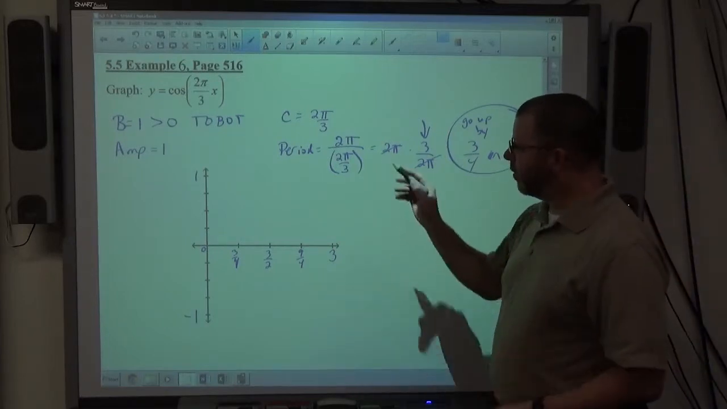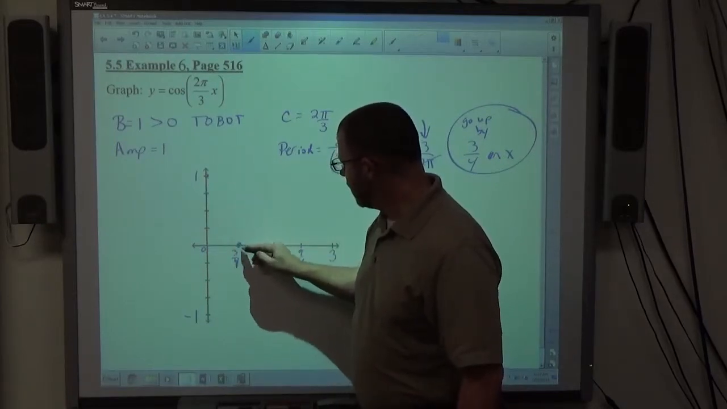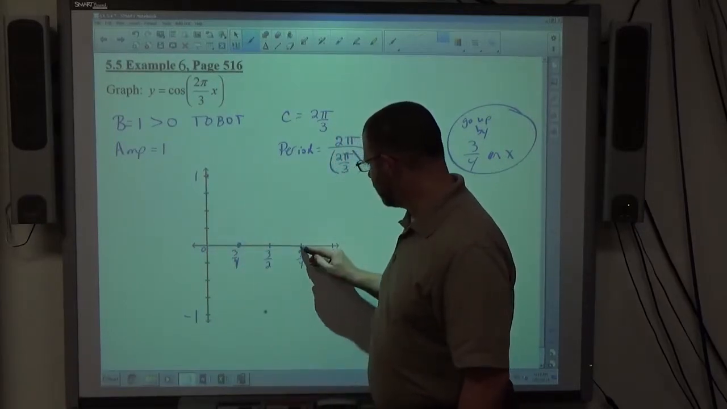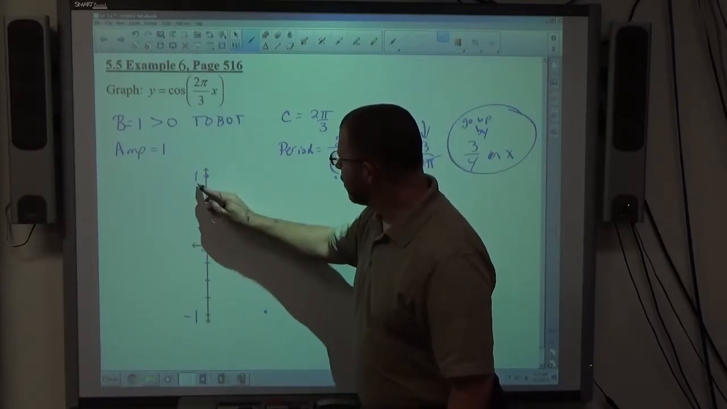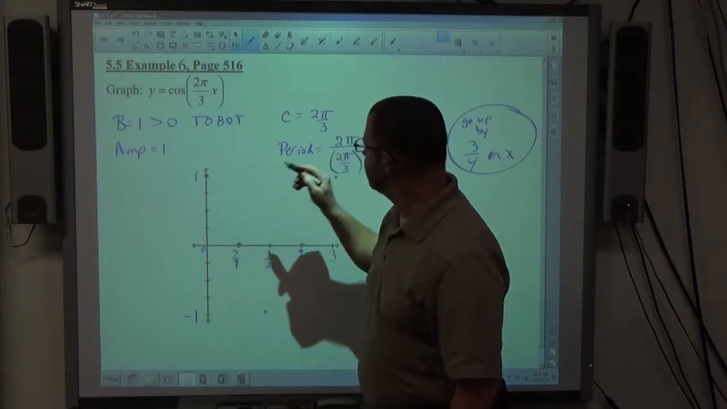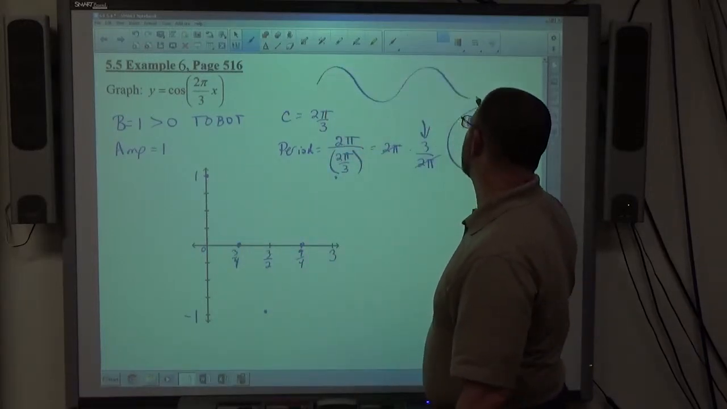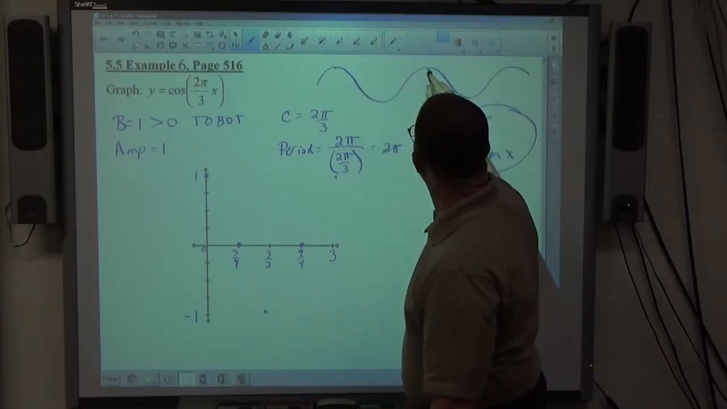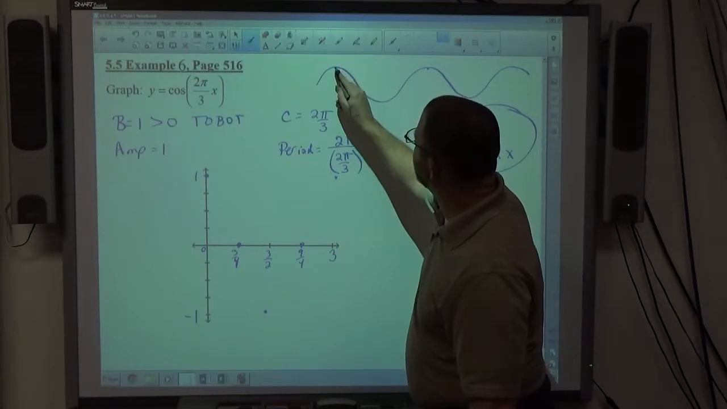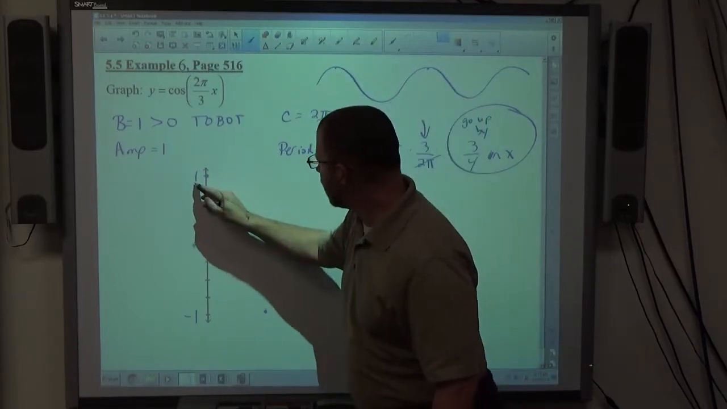So, we got top, 0, bottom, so it starts at the top, goes to 0, goes to the bottom, goes to 0, goes to the top, and then we connect the smooth curve. Make sure that cosine looks like this. It goes like that. Sine and cosine both go like that. What we're doing is from here to here. So the very first thing it does when it goes beyond that point is it starts going back down. So make sure you start a little lower.